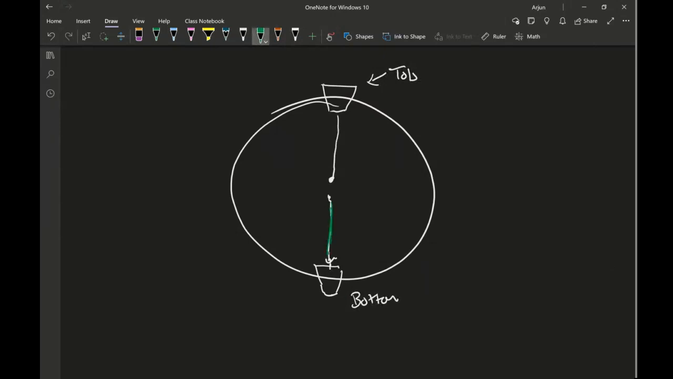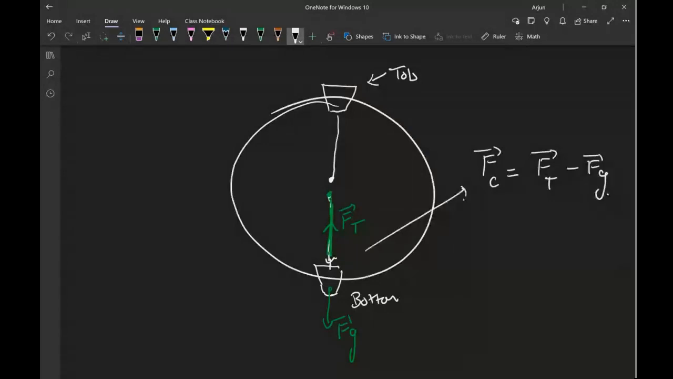So what are the forces acting? This is connected with a rope. So there will be Ft, the tension in the rope, Fg which is acting in the downward direction here, and then the centripetal force which always acts towards the center. So Fc equals Ft, which will be positive, but Fg will be a negative force in this case. So that's how I'm going to write the equation when the object is at location 1.